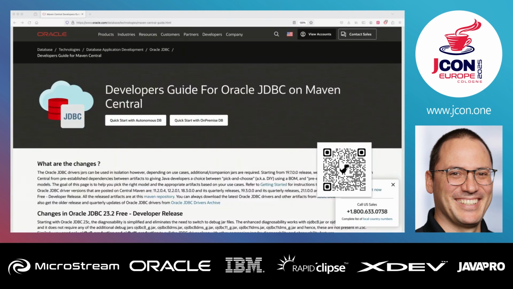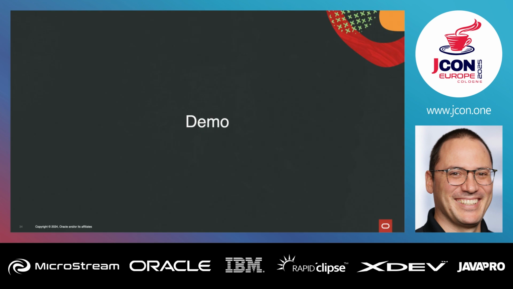If you need to use a different set of drivers or different jars to connect to different versions of the Oracle database, so on-premise and on cloud, then this URL will tell you the list of all the different artifacts that are available, the reasons why you would like to use different artifacts, and how you can combine them with both Maven and Gradle. All right, it's time for the demo.